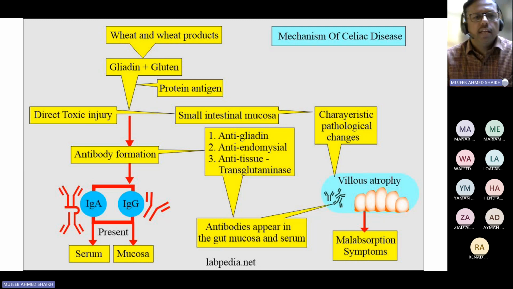So here is the mechanism of celiac disease. Wheat and wheat products contain gliadin and gluten, which are protein antigens. When they act in the body, they lead to antibody formation: anti-gliadin antibodies, anti-endomysial antibodies, and anti-tissue transglutaminase antibodies, which appear in the upper part of the gastric mucosa or in the serum. This will lead to malabsorption symptoms. The reaction leads to malabsorption and loss of mucosa.